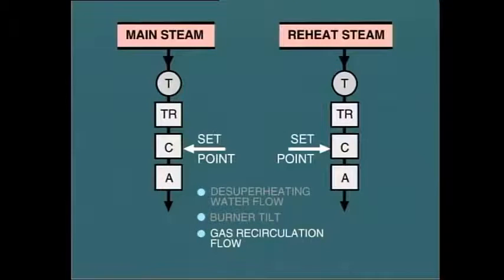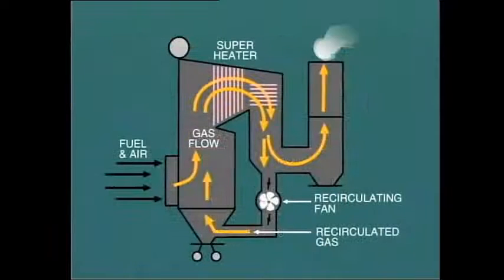This last technique provides the same effect as firing with increased excess air, but without the increased heat loss up the chimney. The recirculating gas merely circulates in a closed loop, while increasing the mass of gas flow across the superheater tubes, with consequent increase in main steam and reheat temperatures. Now, there are many other arrangements of combustion control systems with increasing degrees of complexity and sophistication. You must make sure to thoroughly learn your own system.